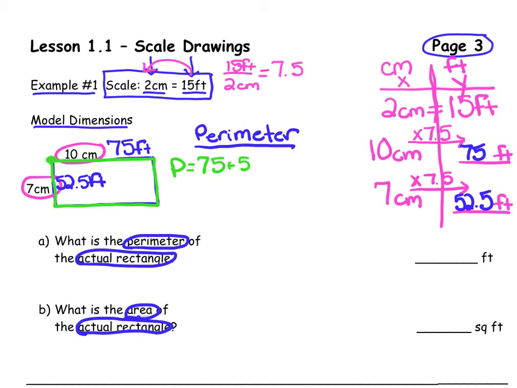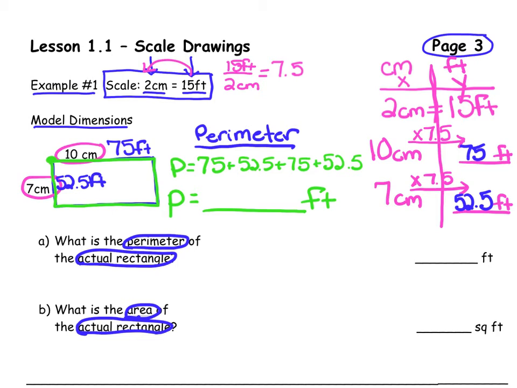75 plus 52.5 plus 75 feet plus 52.5 feet. Take a moment, add up those 4 dimensions, and find out the actual perimeter.